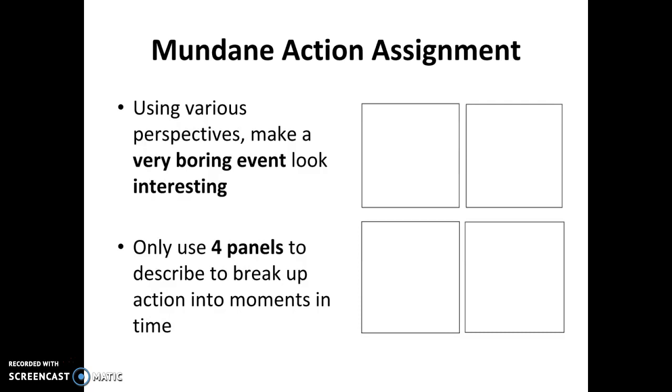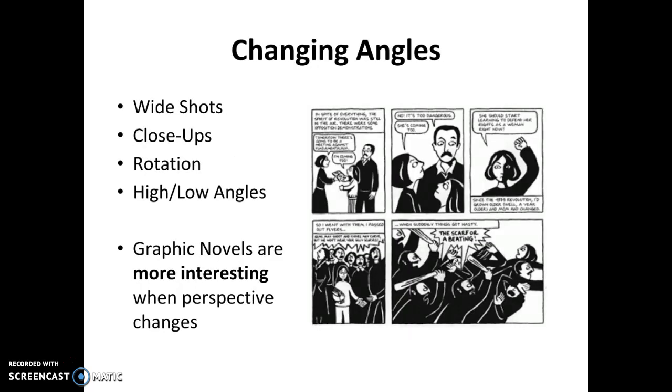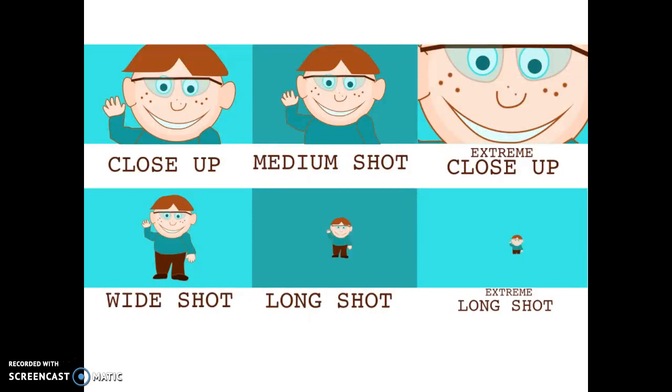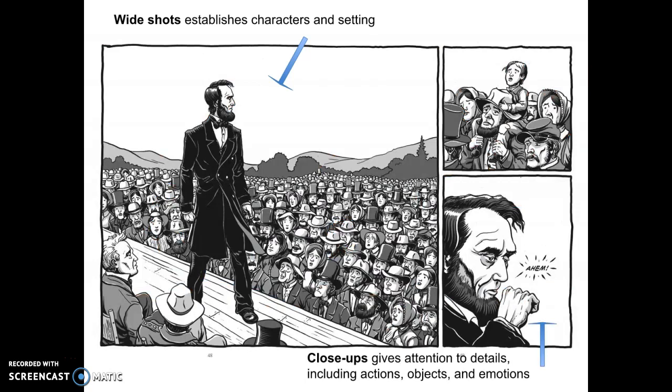What you're going to be trying to do is make a really boring narrative or story much more interesting. But you only have 4 panels to do it. How are you going to do this? You're going to be using various changing camera angles. So the wide shots, the close-ups, the rotations, and the high and low angles that we talked about to make a very boring situation look much more interesting. So you have all these different close-ups to extreme close-ups to wide shots to extremely wide shots, or the rotations, meaning you're rotating around a specific object.